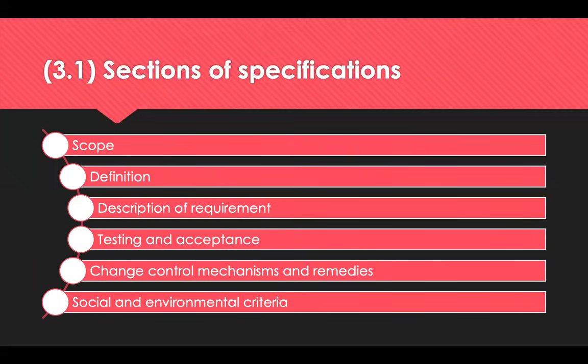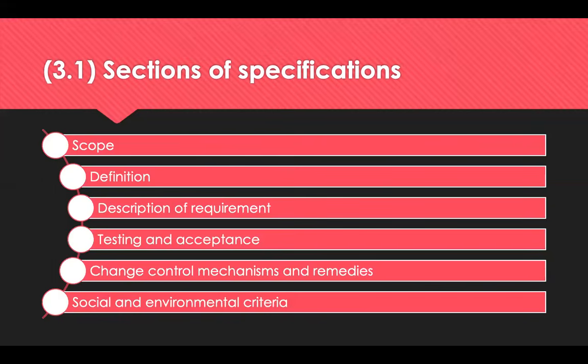On the screen, you can see the key sections of a specification: the scope, the definition, the description of the requirement, what testing and acceptance will look like, how to make changes, and any social or environmental criteria. If you look at the definition, this defines the user requirement. Errors or lack of clarity at this stage can result in problems in delivering through life management.